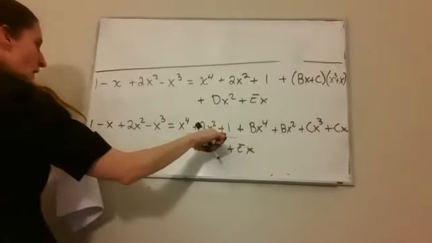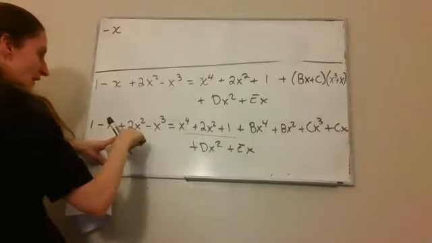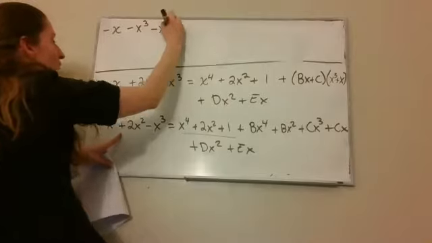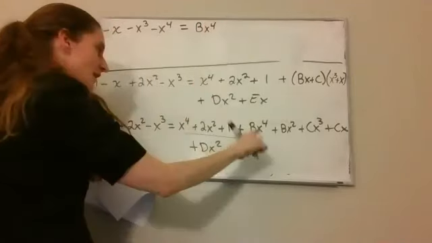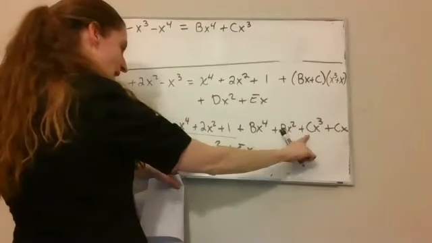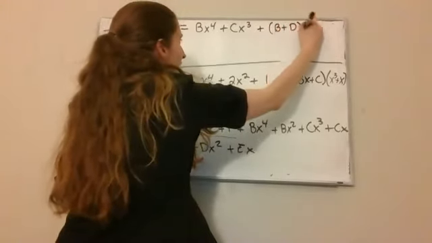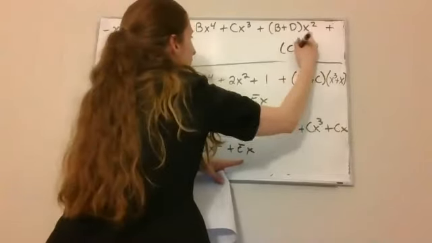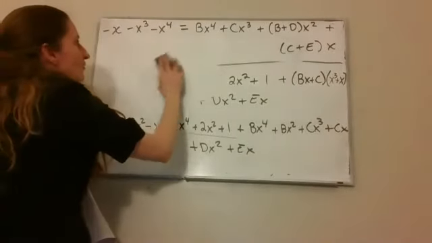So if I move the 1 to the other side, that 1 cancels out. I'm just going to have a minus x. Move 2x squared to the other side, and that goes away. I still have my minus x to the third, and now I have a minus x to the fourth as well. And on the right side, I have a bx to the fourth, that's that guy. I have a cx to the third. For my x squareds, I have a b and a d, so (b plus d) x squared. And for my x, I have c and e, so (c plus e) times x. All right, so now let's take a look at what we got.